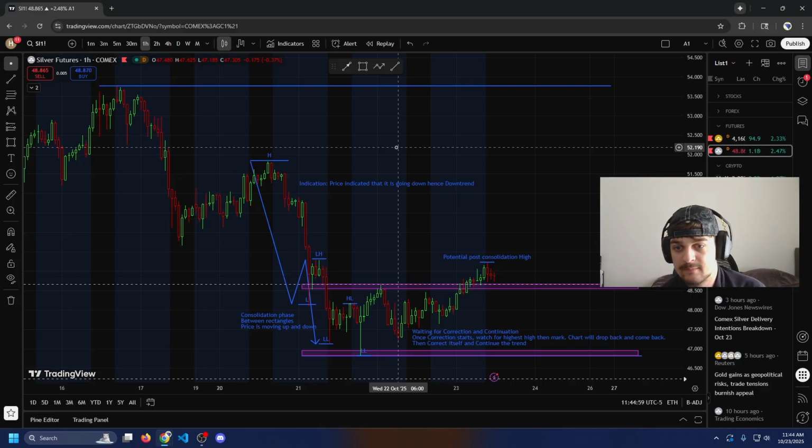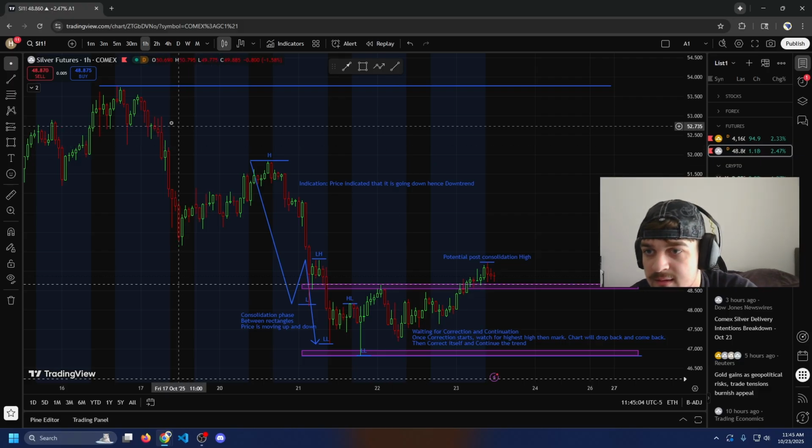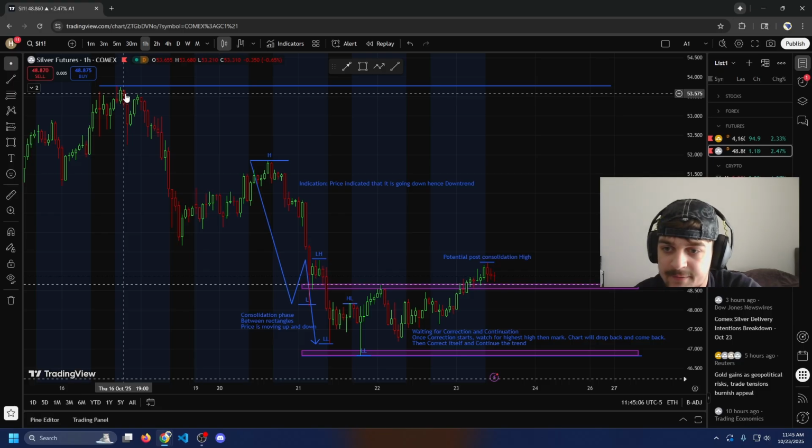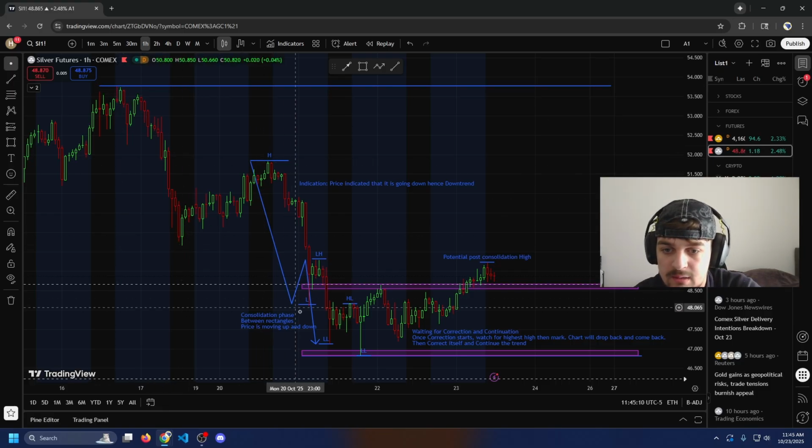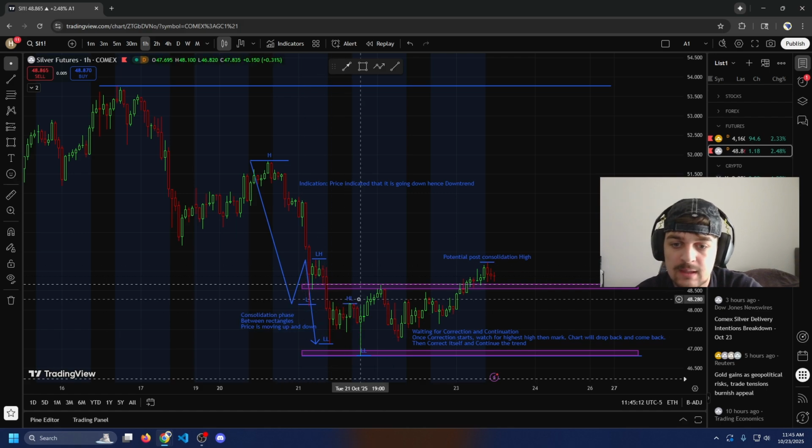Looking at this now, I guess it starts here as the high, then the low, then the lower high, lower low, lower high, lower low.